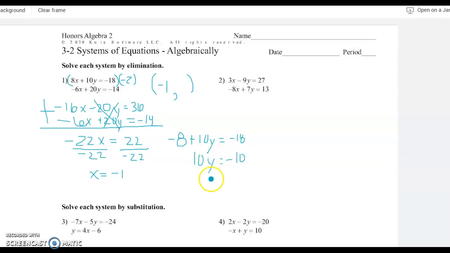Now to get y alone, I divide by 10. So negative 10 divided by 10 is negative 1. So x was negative 1, y also happens to be negative 1. So the ordered pair that would make those two equations work is negative 1, negative 1.